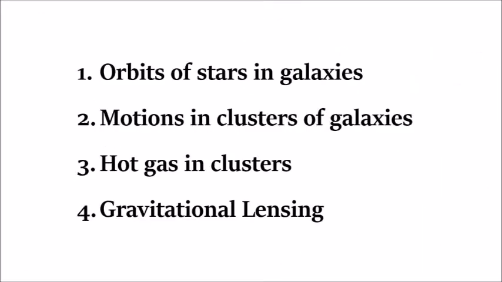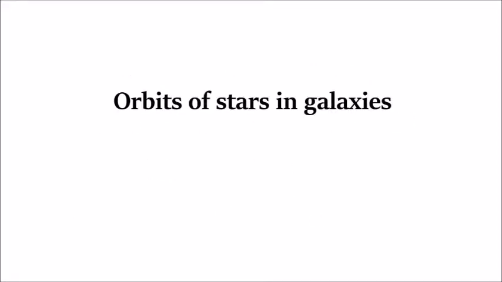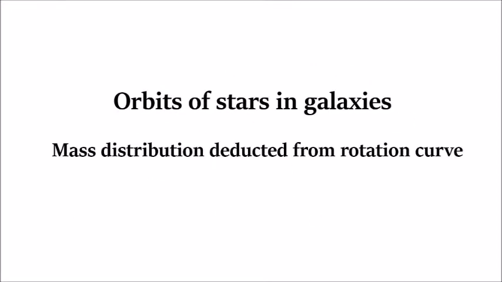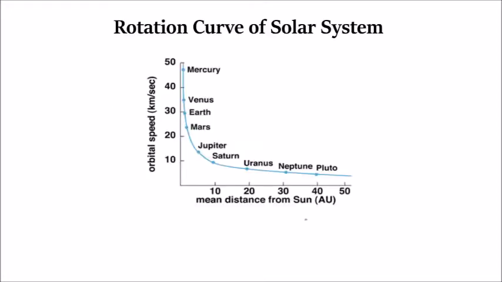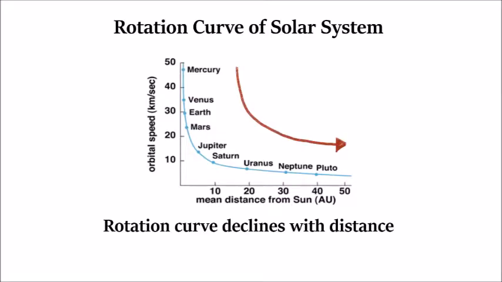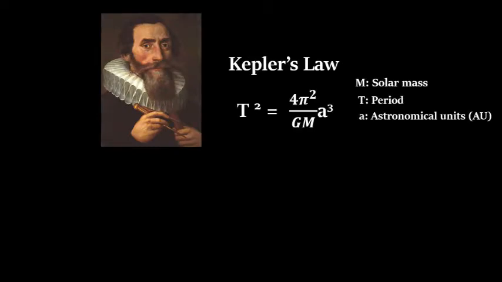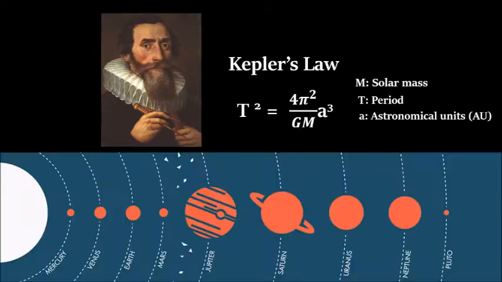The existence of dark matter could be proved by the following methods. First, we may predict the mass distribution of dark matter from the rotation curve. Let's look at the rotation curve of the solar system. As you can see, the curve aligns with the mean distance from the Sun. According to Kepler's law, the square of the period is proportional to the cube of the astronomical unit, so the further the planet from the Sun, the lower its orbital speed.